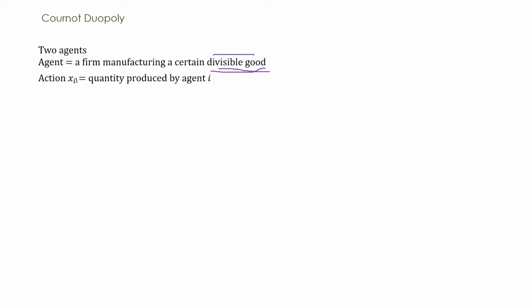They're indivisible goods. Anyways, so the action of agent i is the quantity of that divisible good that's produced by that agent. And we have two agents, 1 and 2. Therefore, i can be 1 or 2. The total quantity that's produced by both the firms, assuming there are only two firms that produce that divisible good in the market, is x1 plus x2, and we call that x.